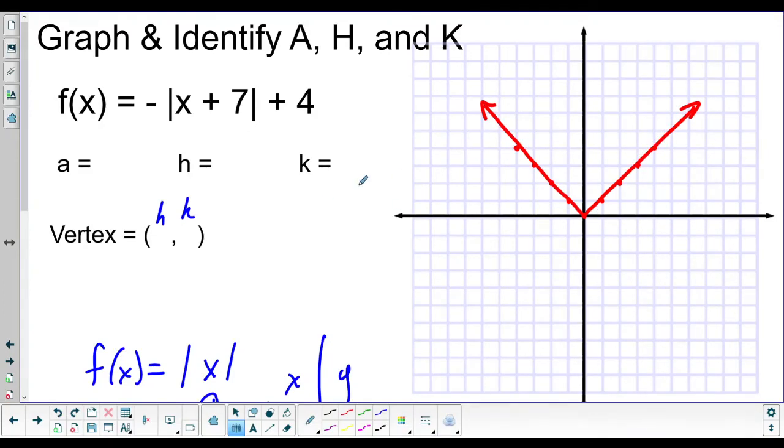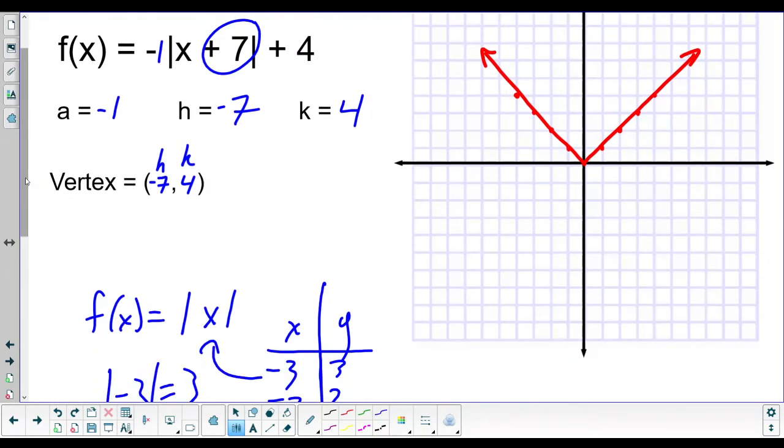So we're going to go, A is -1, so -1. H is this number, change the sign, so -7. And K is 4. So our vertex is going to be at -7, 4. Okay. So let's go put our vertex on the graph. -7, 4. 1, 2, 3, 4, 5, 6, 7. 1, 2, 3, 4.